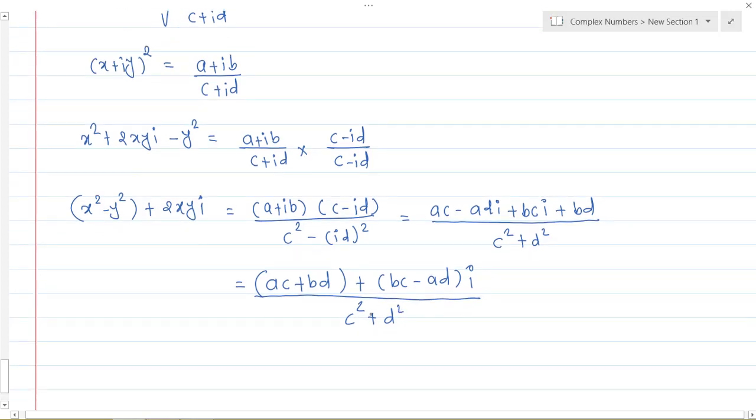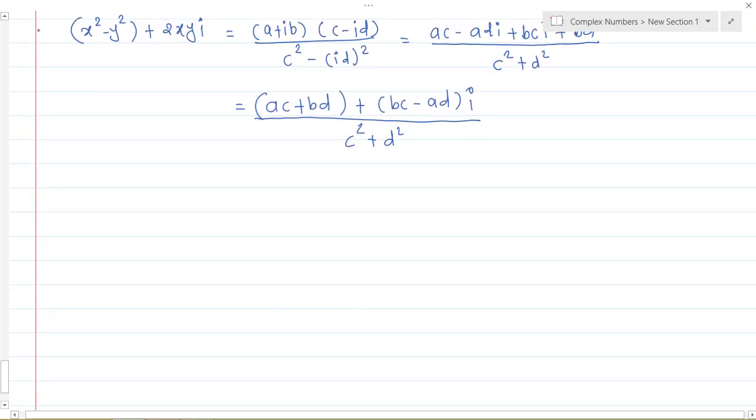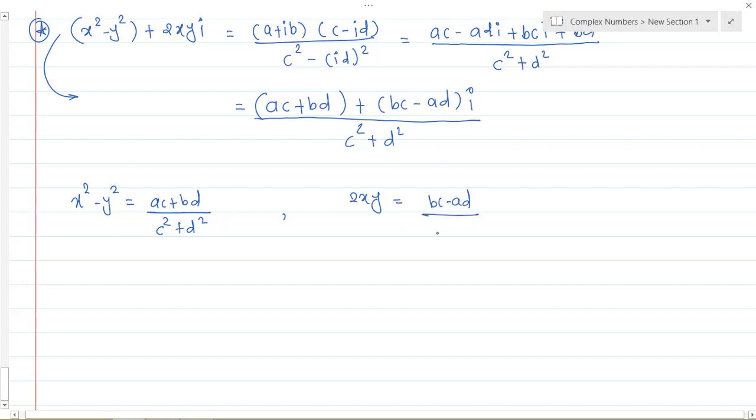Now if I compare these two equations, this is my real part and this is my imaginary part. So let's equate these two equations. x square minus y square equals what? I will be getting the real part: ac plus bd upon c square plus d square. And the imaginary part is 2xy, which equals bc minus ad upon c square plus d square. So this is what the real part and imaginary part is.